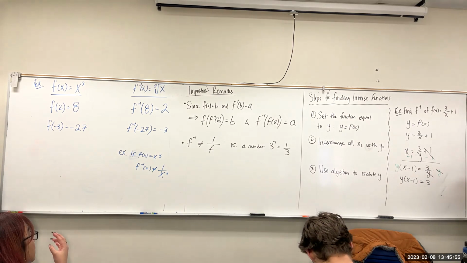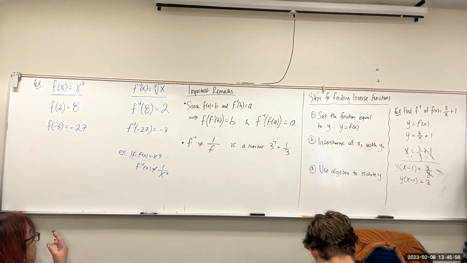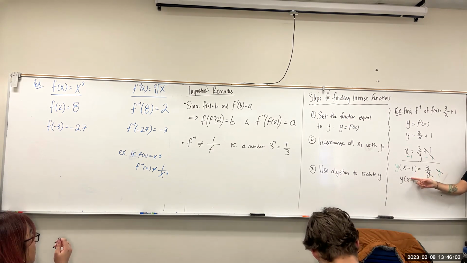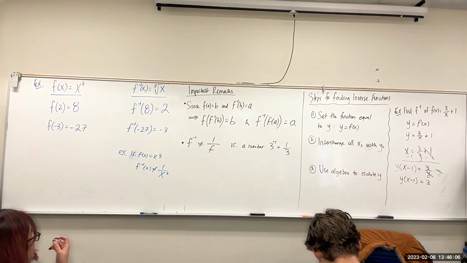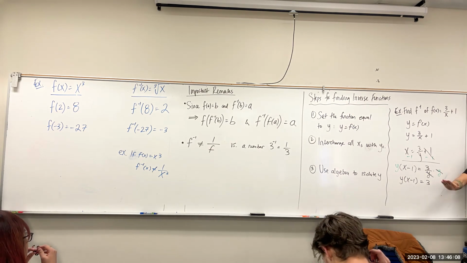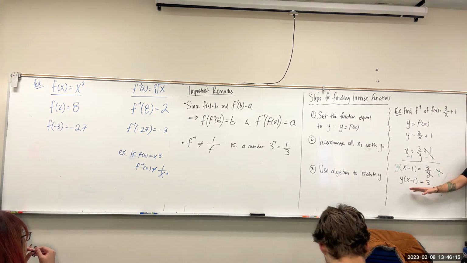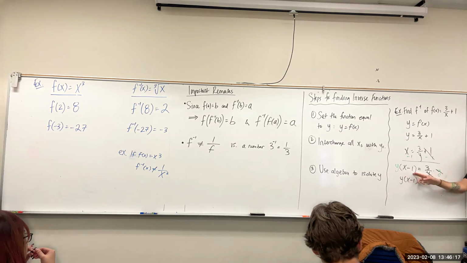When you get to this step, here's where it gets a little nasty. Sometimes you do want to distribute that y in there, and sometimes you do not want to distribute. What's the ultimate goal? What are we trying to do? Trying to get y by itself. So do I want to bring in the y here?